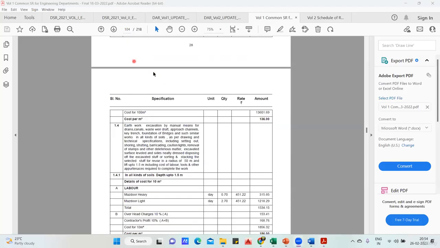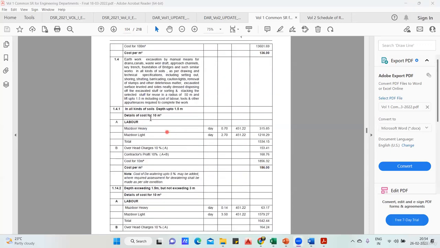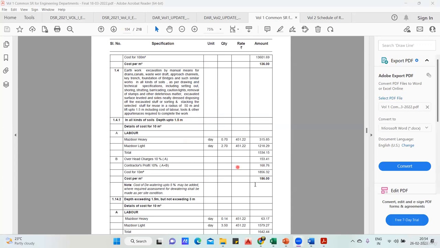So this is one more DSR I have taken, from the Karnataka government. You see here, earthwork and excavation by manual means for drain canals and all they have given. Here they have given this rate up to 1.5 meter. Again, the breakup is given: Mazdur heavy, Mazdur light, total. Then they have taken overhead charges of 10%, and contractor profit also 10%. That means altogether 20%. Then they found the rate to be 186 rupees.